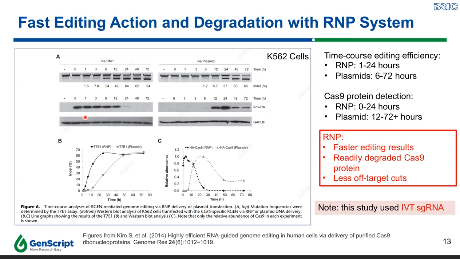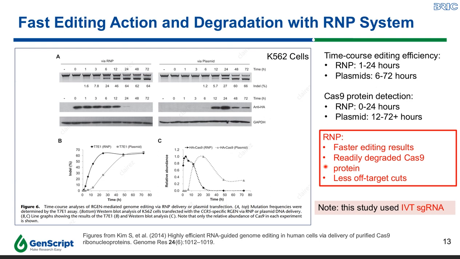The Western blot analysis showed that the Cas9 endonuclease delivered with the RNP system was degraded rapidly in the cell. As you can see from this Western blot analysis, after 24 hours of transfection, the Cas9 endonuclease was barely detected, whereas the Cas9 endonuclease was expressed from the plasmid system for more than 3 days. This could potentially lead to the accumulation of off-target mutations in the cell. So in summary, the advantages of using the RNP system are faster editing results, readily degraded Cas9 protein, as well as fewer off-target cuts.